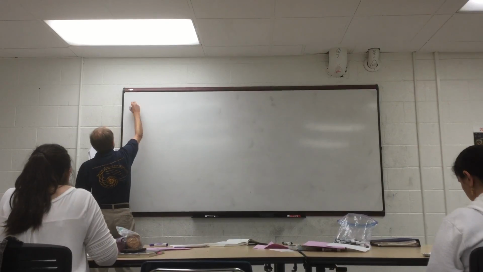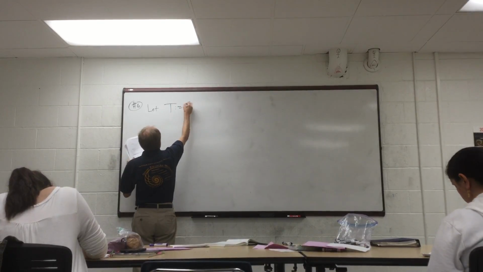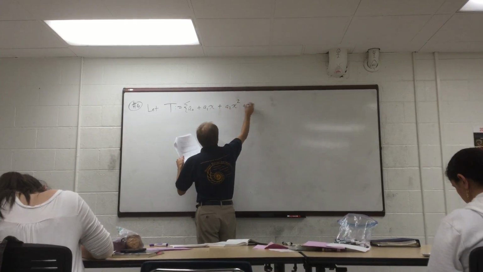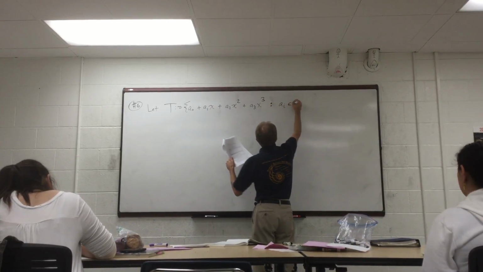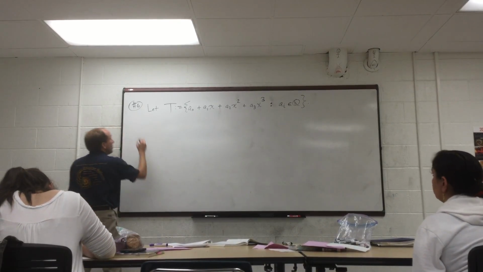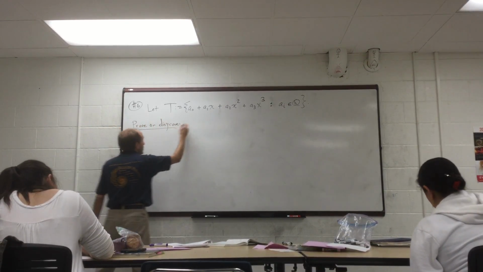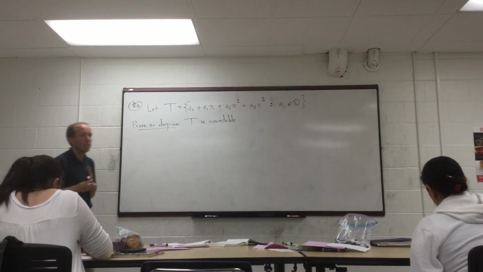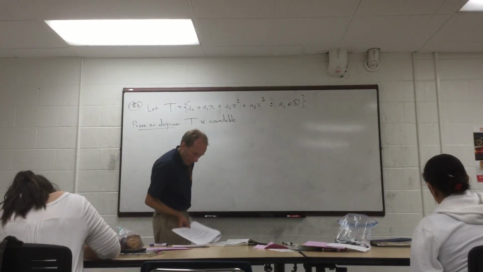Okay, number 6. I'm going to let T be defined to be the set of a_0 plus a_1 x plus a_2 x squared plus a_3 x cubed such that a_i is an element of Q. Here is the question. Prove or disprove: T is countable.